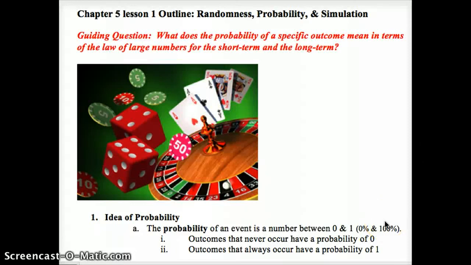This is our Chapter 5, Lesson 1 homework video on randomness, probability, and simulation. And our guiding question here is, what does probability of a specific outcome mean in terms of the law of large numbers for the short term and the long term? Or to say it more generally, what does a probability tell us? Does it dictate an outcome, or does it tell us a likely prediction? Does it give us an estimate or an exact number?